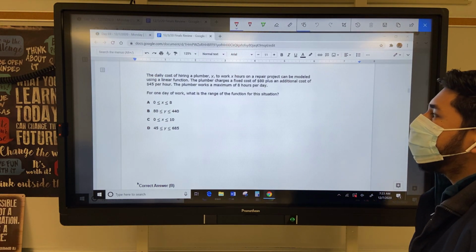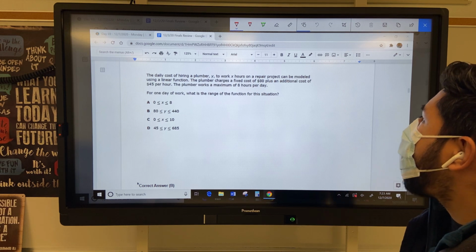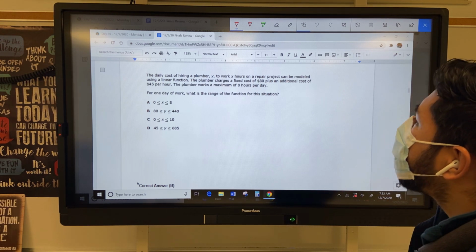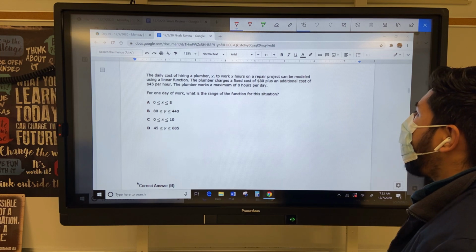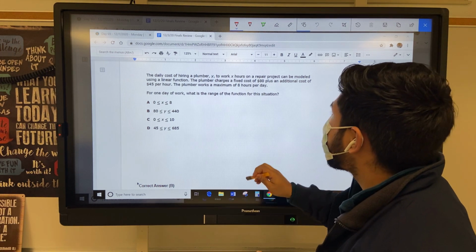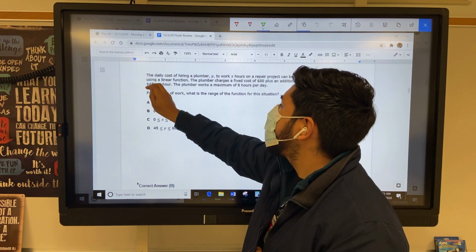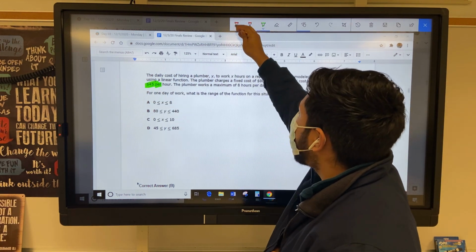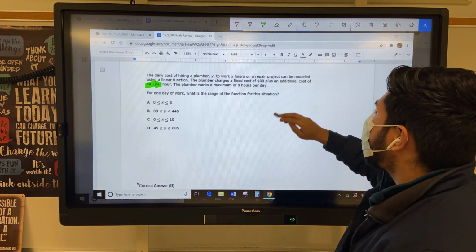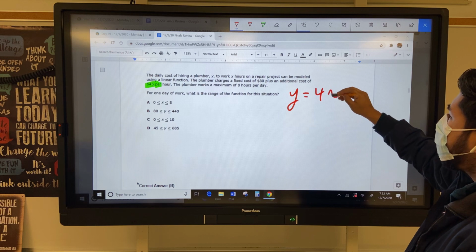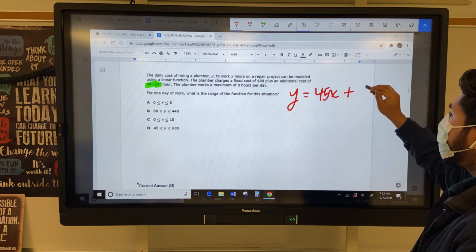The daily cost of hiring a plumber, Y, that works X hours on a repair project can be modeled by using a linear function. The plumber charges a fixed cost of $80 plus an additional $45 per hour. Remember, per means that's my X value, that's my slope. So we could say the equation is Y equals 45X plus 80.